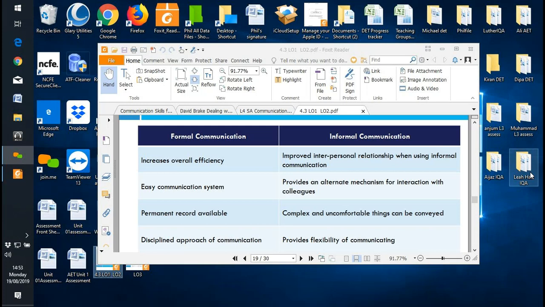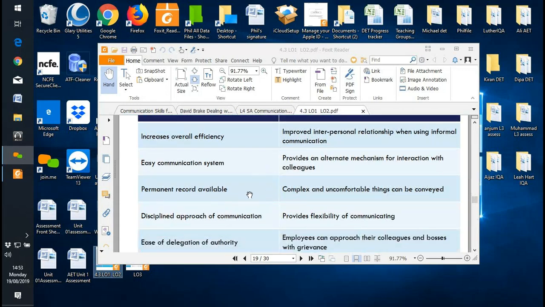It provides an alternate mechanism for interaction with colleagues within an organisation. It's a permanent record, of course, again. Complex and uncomfortable things can be conveyed, as we have found with, again, I'll refer to social media. People will say things on social media that they wouldn't possibly dream of saying to someone's face. I think the term is armchair warriors, but that is very apparent in this case. So uncomfortable things can be said when it's not face to face.